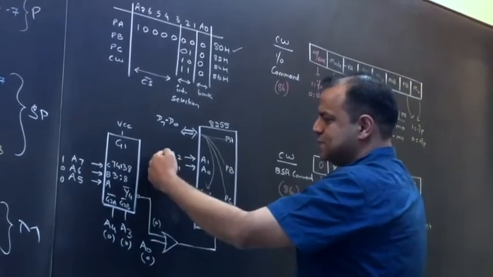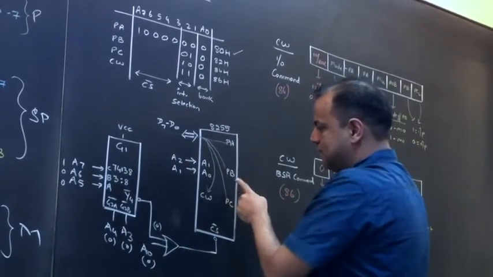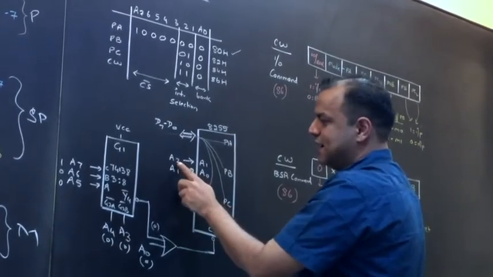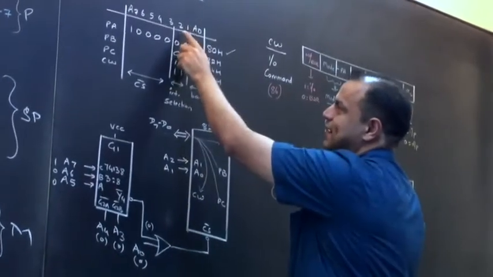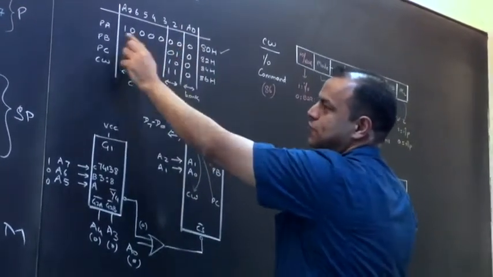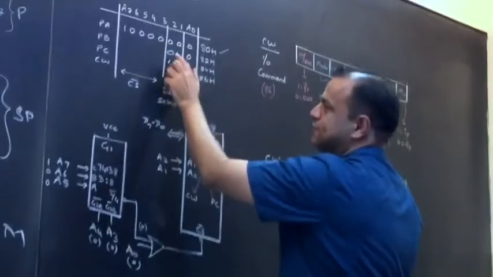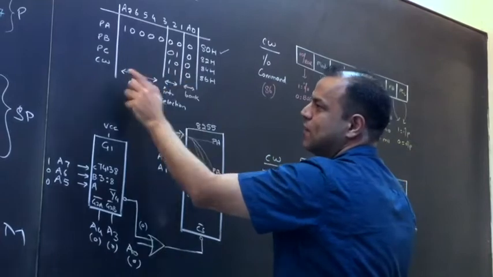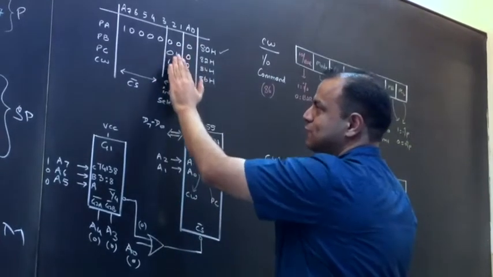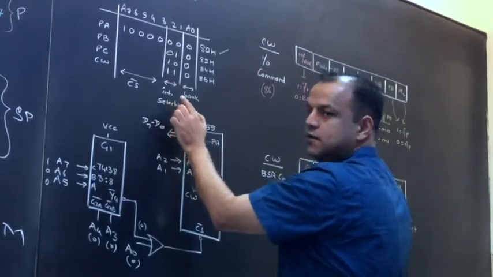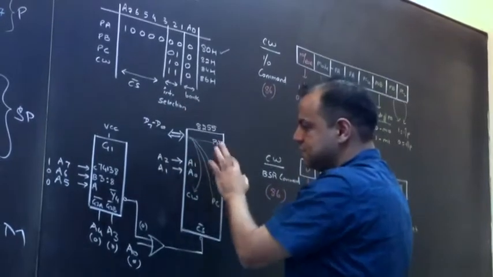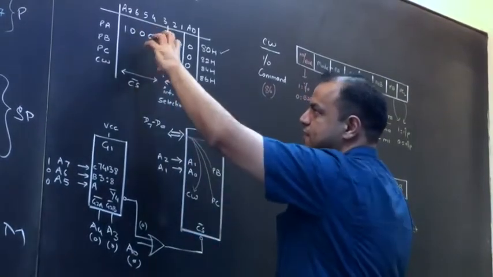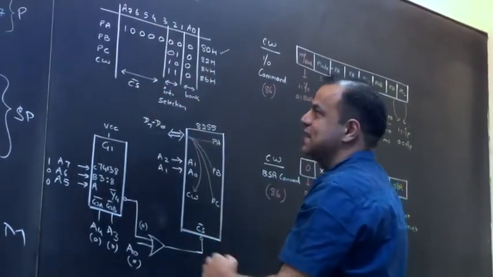Now, the lines which are going inside to decide these 4 options are A2 and A1. If they are 0, 0, port A will be selected. If they are 0, 1, port B. 1, 0, port C. 1, 1, control word. That means these 2 lines are used for internal selection. The remaining address lines will do chip selection.